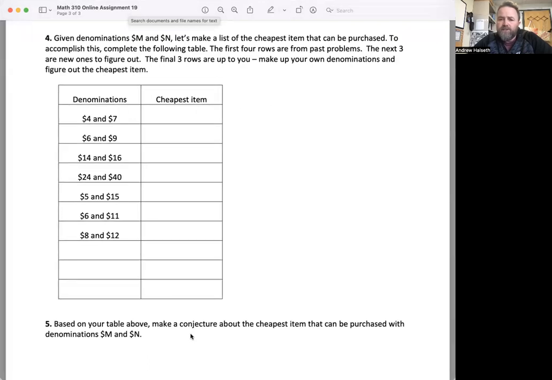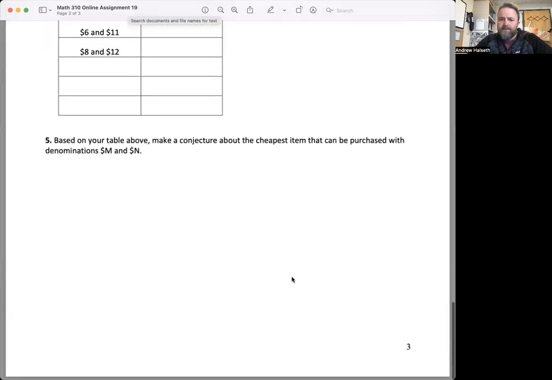Is there any relationship between the cheapest item and the denominations, right? Are you seeing anything that they have in common? Or is there a pattern there? Or given the denominations, you can just come up with the cheapest item by doing what? Right? Something like that is what I'm looking for. So make a conjecture based on your table. And that is it. Okay.